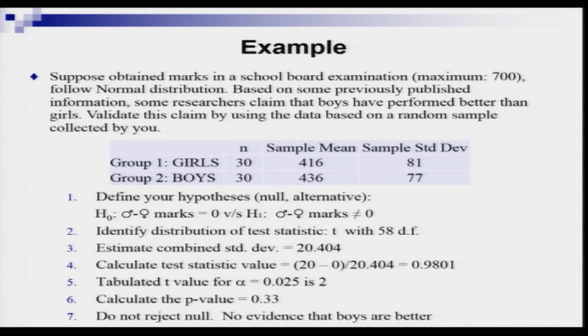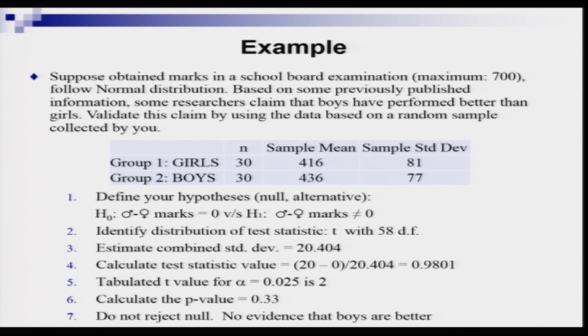Suppose the board, when it declares results, also publishes the percentage of the students who have passed in first division or overall pass, and then they give the gender breakup also. So, they separately report the percentage figures for boys and girls, and suppose from these statistics it is shown that the percentage figures are a bit higher for the boys compared to the girls. So, a researcher can claim that boys have performed better than the girls.